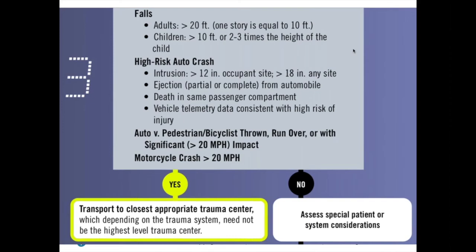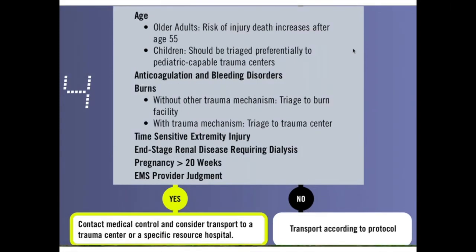If the answer is no, you look at special considerations: age over 55, higher mortality rate in motor vehicle accidents. Remember the fact that in geriatrics, we talk about the 1% rule. After the age of 30, organ systems on average lose 1% of effectiveness. So now you're 25 years down the road, your organs are basically 75% effective. Okay? Kids should be taken to kid centers.